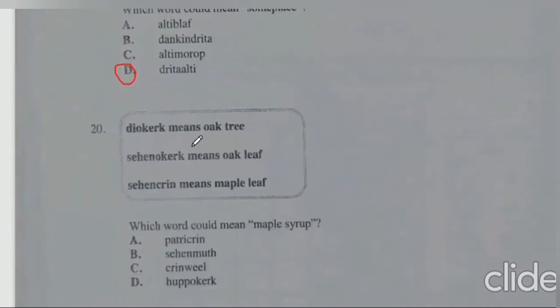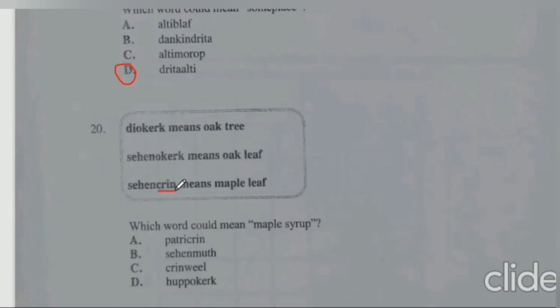Dio Kirk means oak tree. Sehen Oak Kirk means oak leaf. And Sehen Krin means maple leaf. I think Kirk means oak because it's the same in both, but it comes to the end. So we have maple syrup. That means we need to find what says maple, and it would be the end part.